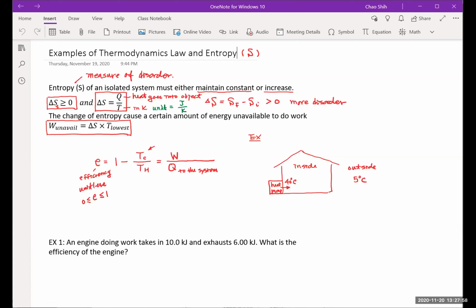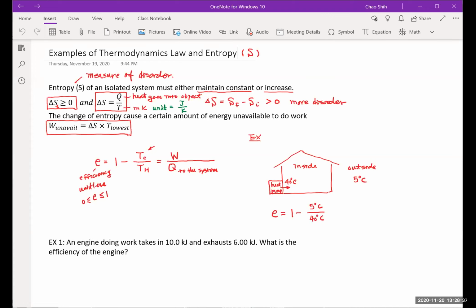And what will be the efficiency if you have outside is 5 degrees Celsius and you have a heat pump? What is the efficiency of the heat pump in order to give us 40 degrees Celsius into the house? And you can use the efficiency equation to find out what that equation is. This efficiency equation is 1 over the ratio of the temperature. So what is the low temperature, the cold temperature? It's 5 degrees Celsius. And the high is 40 degrees Celsius.